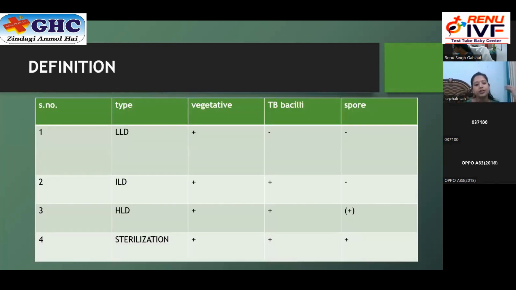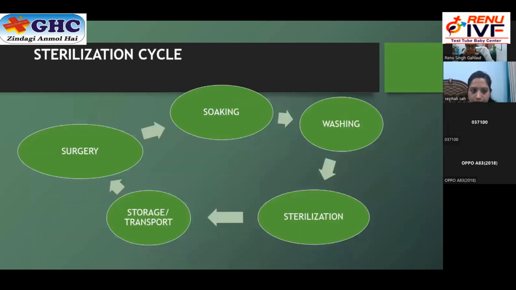Now coming to the different methods of disinfection: low level of disinfection acts only on vegetative forms of microorganisms; intermediate acts on vegetative forms and tubercular bacilli; high level of disinfection acts on vegetative forms, tubercular bacilli and spores, but not all kinds of spores; and sterilization acts on all kinds of spores and all microorganisms.